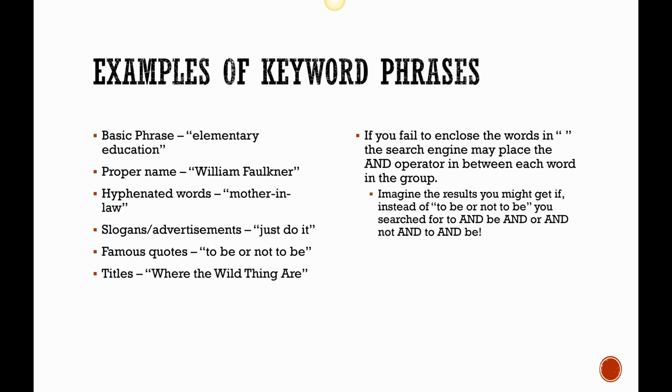You can use quotation marks when searching for phrases, proper names, hyphenated words, slogans, famous quotes, or titles. One thing to note: without quotation marks, many search engines will automatically place an "and" between your search terms. Imagine searching for the phrase "to be or not to be," but forgetting your quotation marks. You would actually be searching for "to and be and," or "and not and," "to and be," which would not make any sense at all and would bring back crazy results.